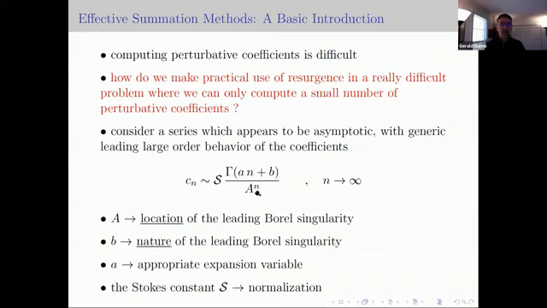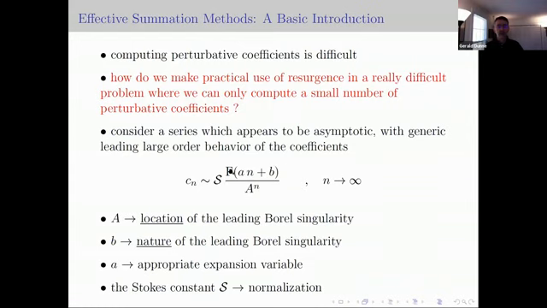And we've learned that the power here is related to the location of the leading Borel singularity. And so that tends to dominate the asymptotics. The parameter b here tells you something about the nature of that leading singularity, whether it's a log or an algebraic power, or maybe it's just a pole. The parameter little a relates, there's that recent question, to whether you have the appropriate expansion variable to be x or root x or whatever. And there's some overall constant, which is related to the Stokes constants and the overall normalization.